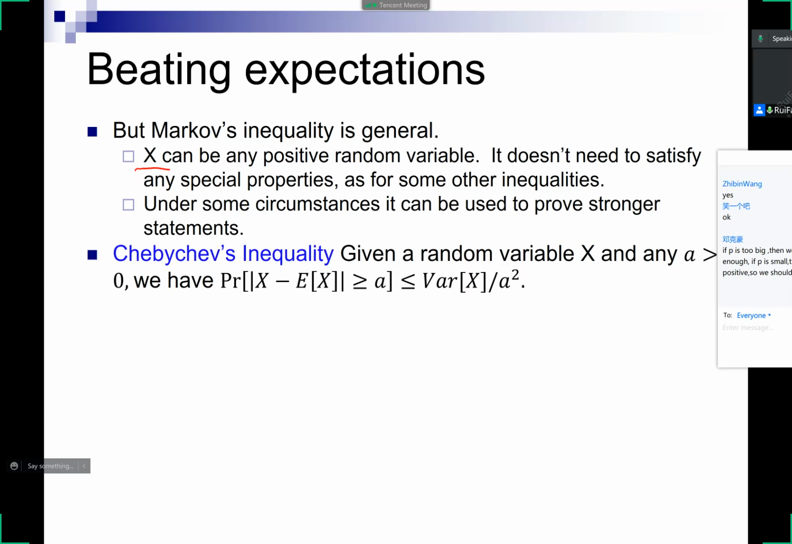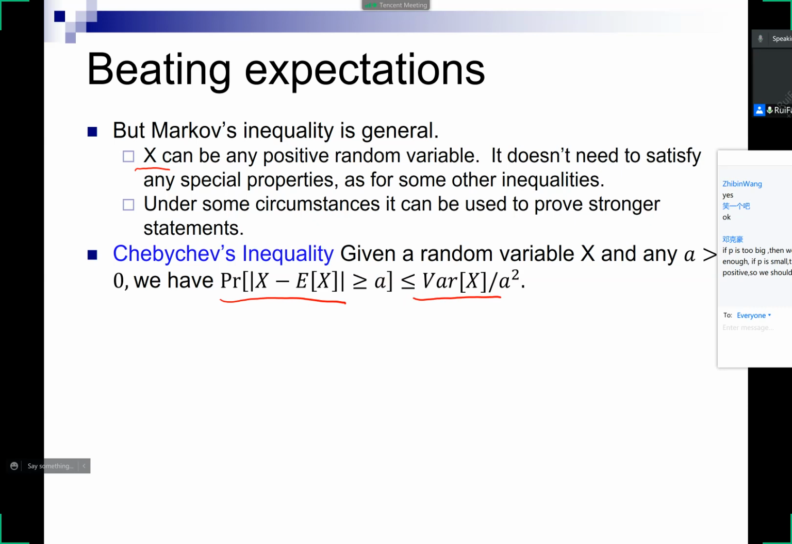Now we're also going to look at another inequality, which is called Chebyshev's inequality. This one says that suppose you have a random variable x, and you take any positive a. Now the probability that x deviates, so we're going to look at the absolute value of the difference between x and its expectation, from its expectation by more than a in either the positive or negative direction, is going to be at most the variance of x divided by a squared.